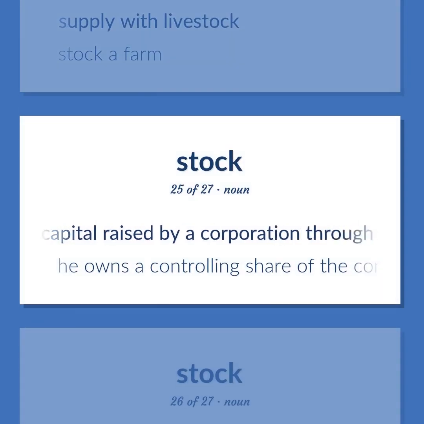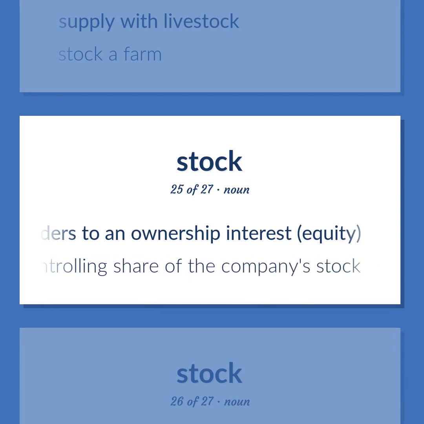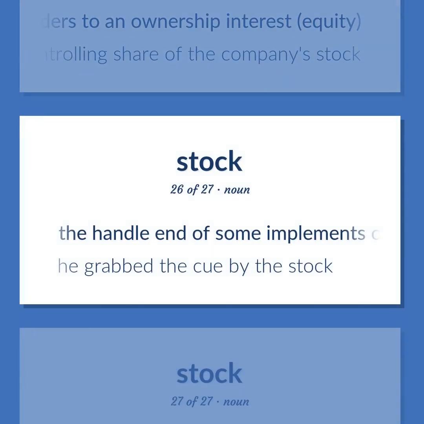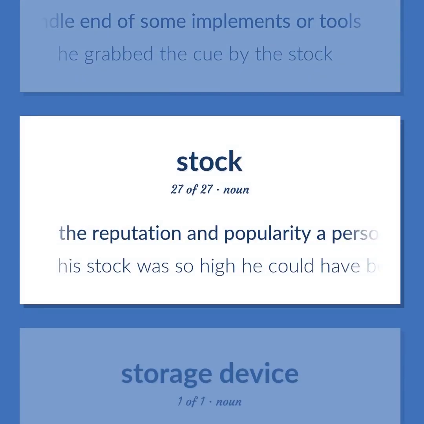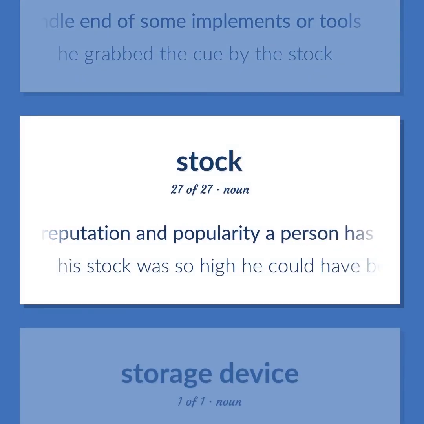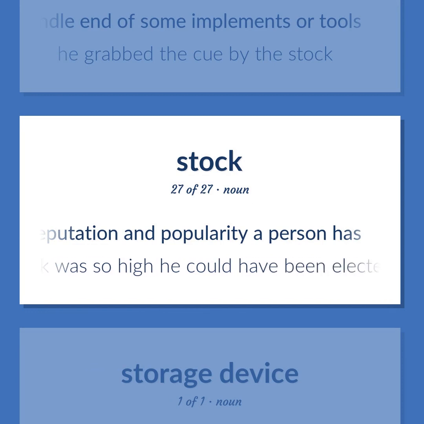The capital raised by a corporation through the issue of shares entitling holders to an ownership interest, equity. He owns a controlling share of the company's stock. The handle end of some implements or tools. He grabbed the cue by the stock. The reputation and popularity a person has. His stock was so high he could have been elected mayor.